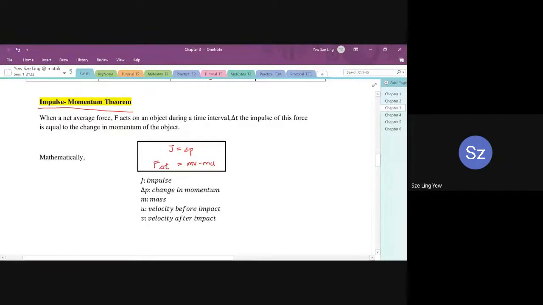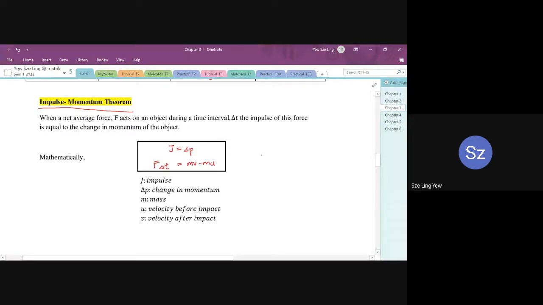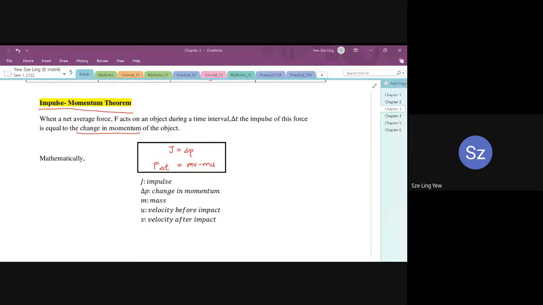Most of the time we can't measure impulse directly from force because it's quite hard to know the values of the force. For example, you drop an egg from a 10-meter high building and you want to calculate the force. Sometimes it's quite hard to calculate because of various factors. Therefore, we use the impulse momentum theorem, where you can find the impulse by looking at the change in momentum. So that is one thing.